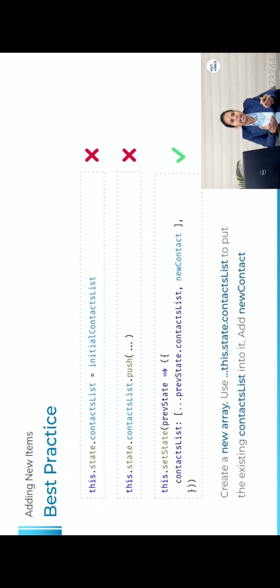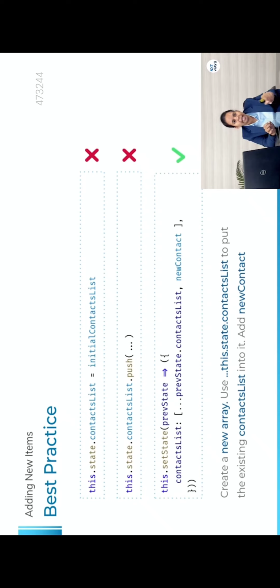So you shouldn't write like this dot state dot contacts list equal to initial contact list, or this dot state dot contact list dot push. These you shouldn't do. So what do you have to do? From the previous state, using the spread operator, get the list of items, then add the new item, create a completely new array, and assign it to the contacts list. Okay, clear? In case of an object also, using the spread operator, get the key value pairs, then whichever key value pairs you want to add or update, appropriately change them, and create a new object and assign it. This is how you have to follow.